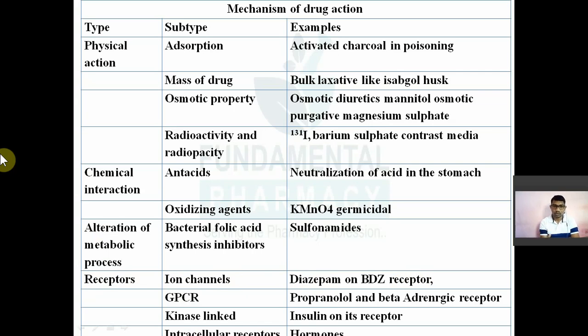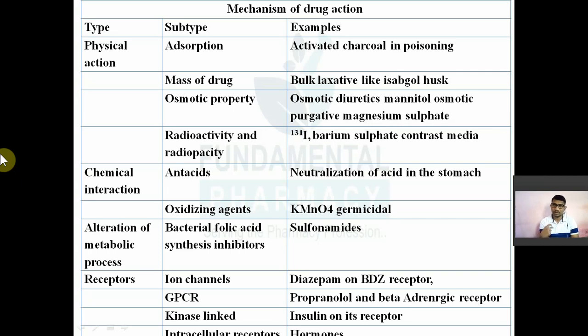Then if chloride ion goes inside the cell, and you know that already inside the cell there is electronegativity. Already chloride is present in the cell. So suppose again chloride ions go inside the cell, that means there is a hyperpolarization of the cell, and if there is a hyperpolarization, the cell will not generate action potential or conduct the action potential.